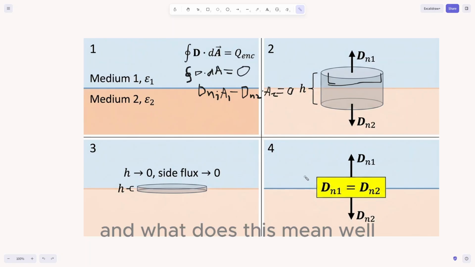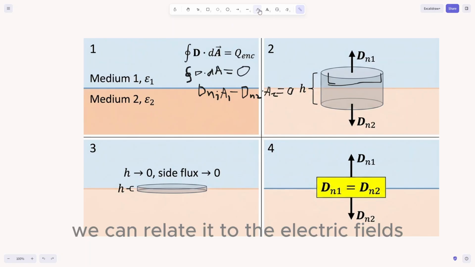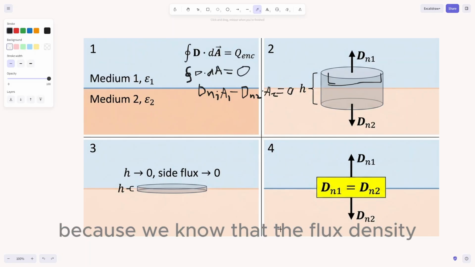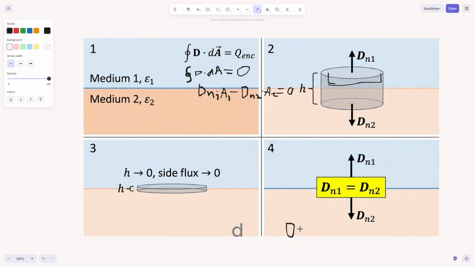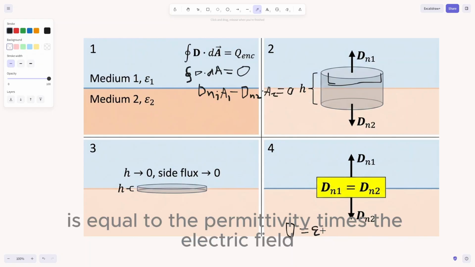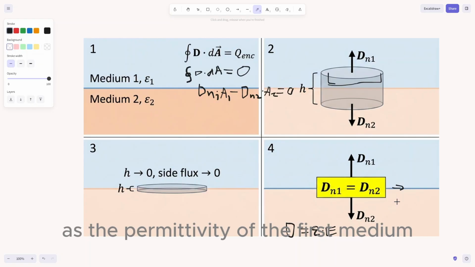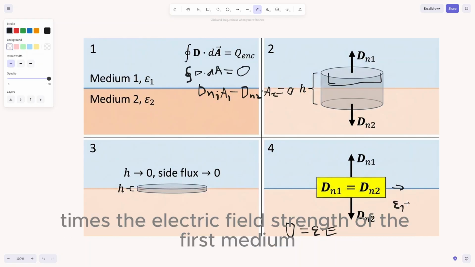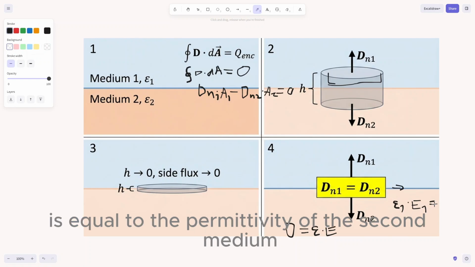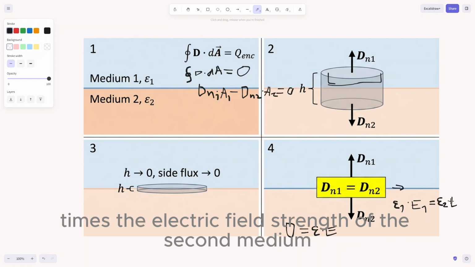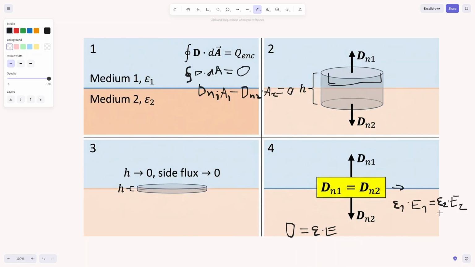And what does this mean? Well, we can relate it to the electric field, because we know that the flux density D of the electric field is equal to the permittivity times the electric field. So we can rewrite this as the permittivity of the first medium times the electric field strength of the first medium is equal to the permittivity of the second medium times the electric field strength of the second medium.